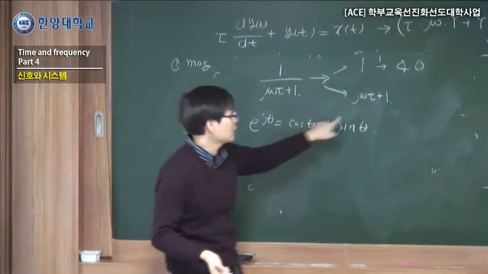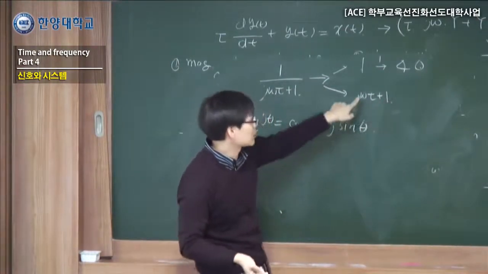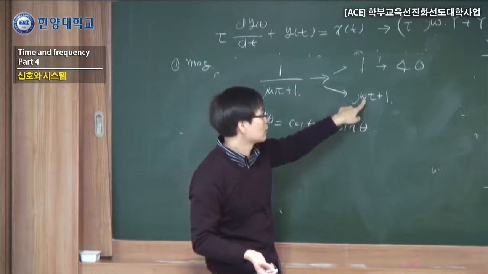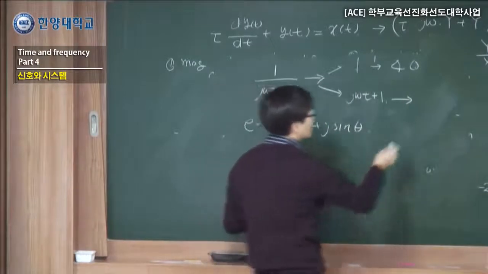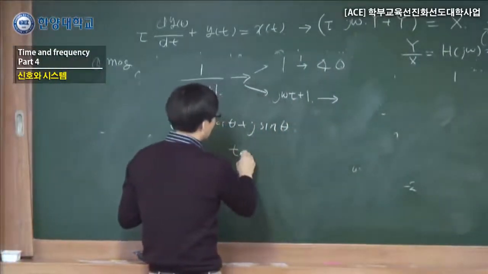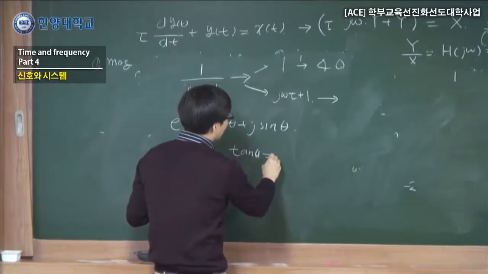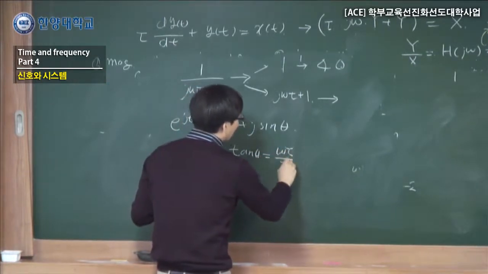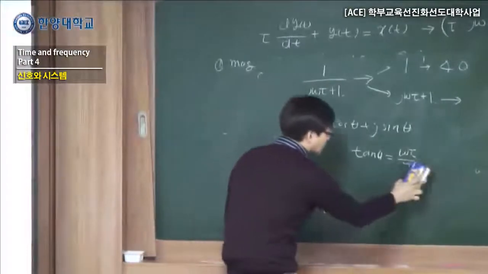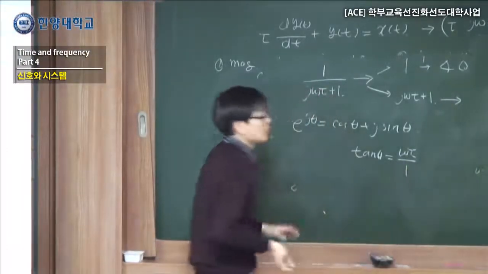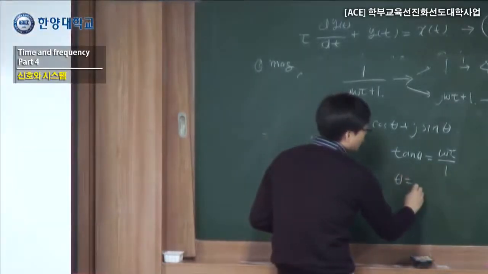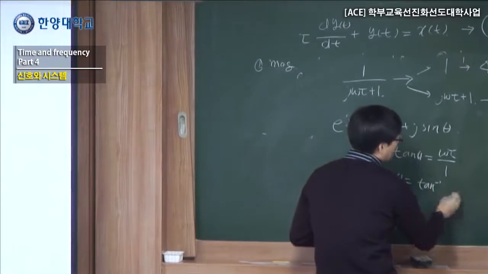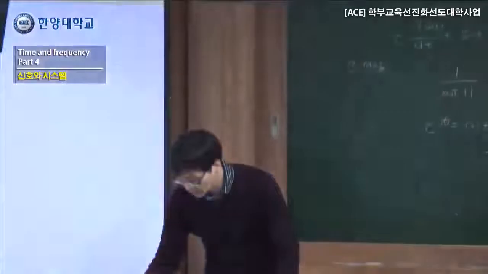From this assumption, cosine theta corresponds to 1, sine theta corresponds to omega tau. So from here, you can calculate tangent theta, which is given by omega tau divided by 1. Is it right? So to calculate theta, you do the arctangent of omega tau. Come on.